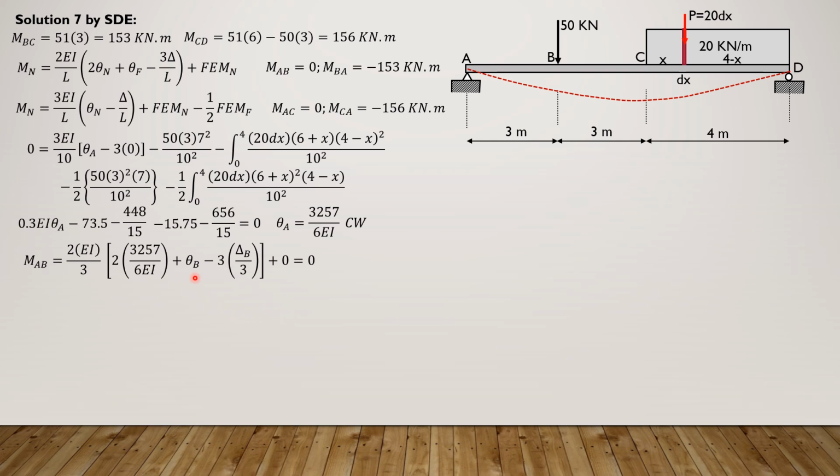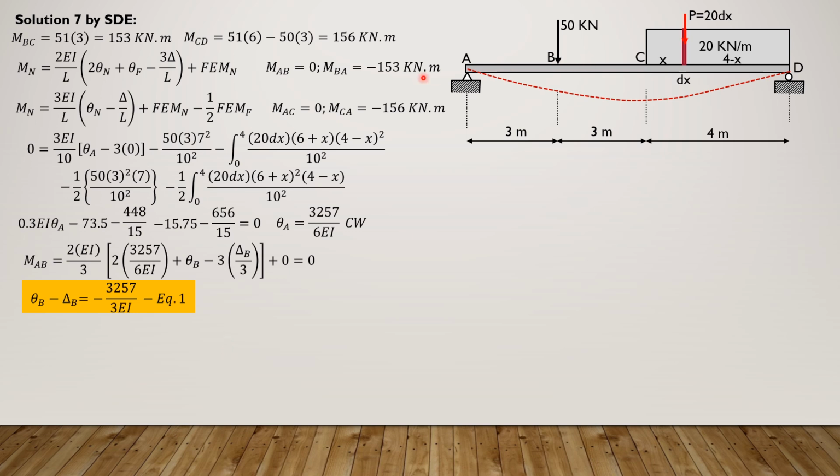So we can set up the first equation because we equate this to 0, as theta B minus delta B equals 2 times 3257 over 6, which is negative 3257 over 3 after we transpose it over EI, equation 1.